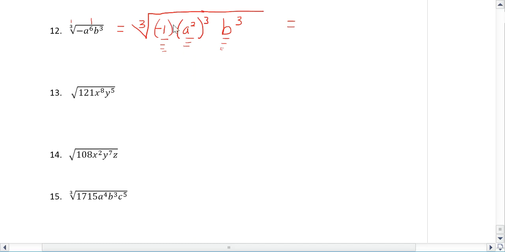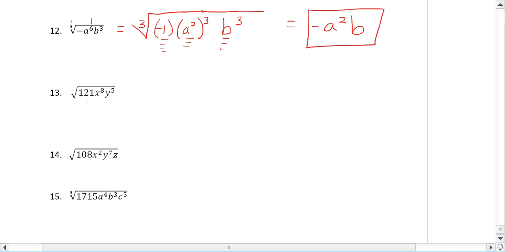The cube root of a -1 is a -1, so we'll keep that negative sign. The cube root of a squared cubed is a squared. And the cube root of b cubed is b. Nothing left under the radical.